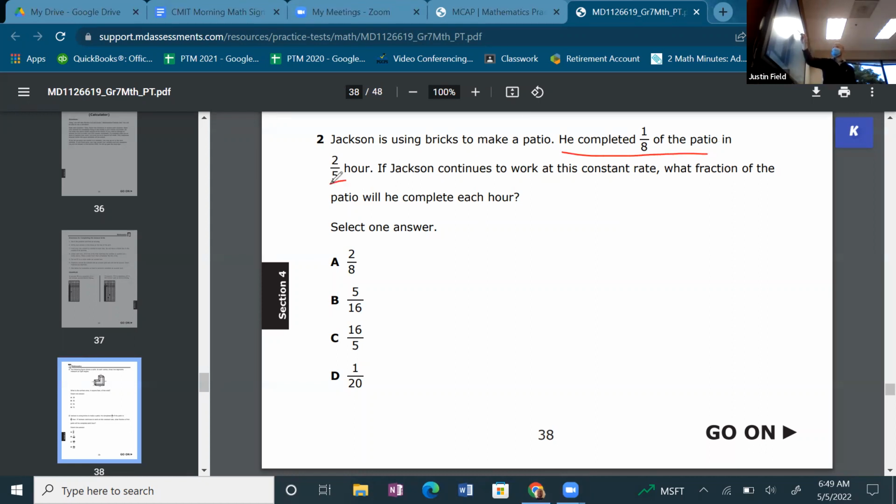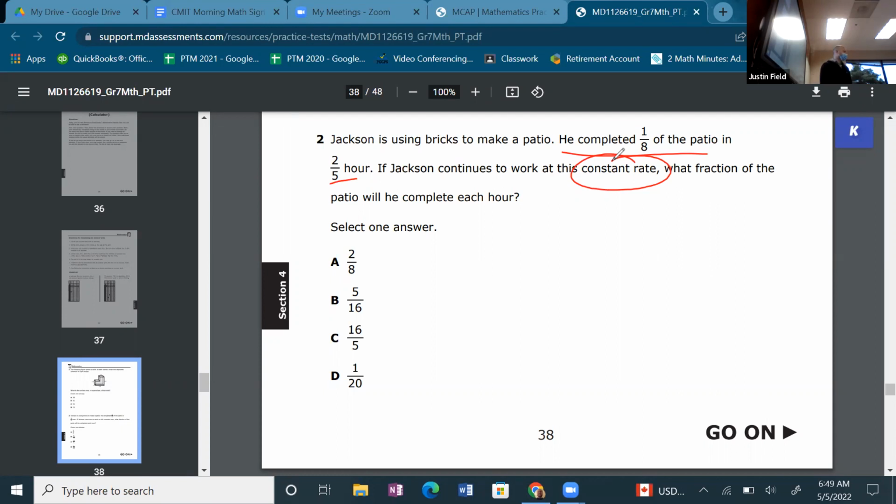In 2/5 of an hour. If Jackson continues this work at a constant rate, in 8th grade, we know that means what? What do you think when you see constant rate? You should think one word: slope. But in 7th grade, we think proportionality. Okay, what fraction of the patio will he complete each hour?